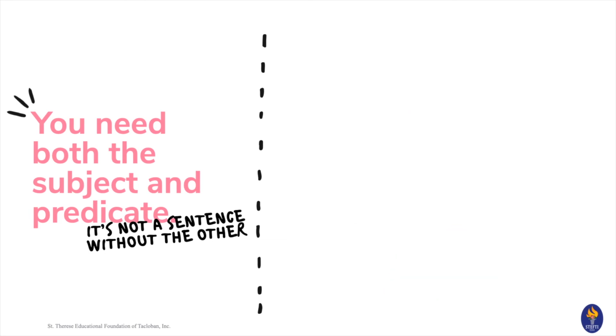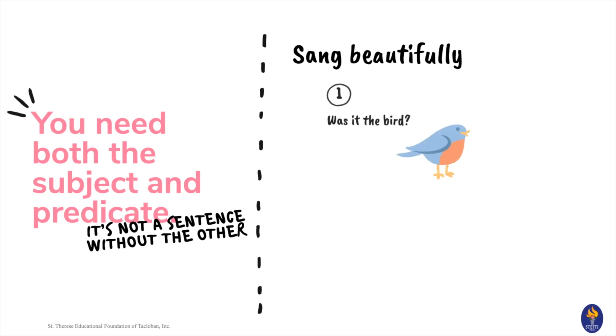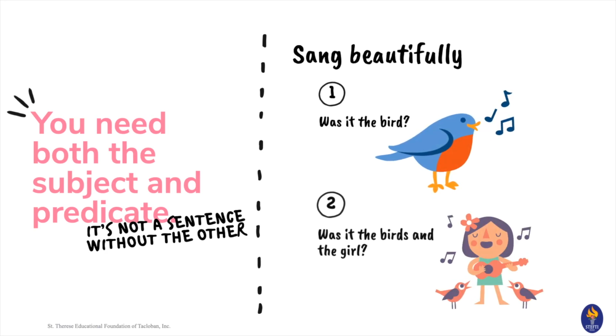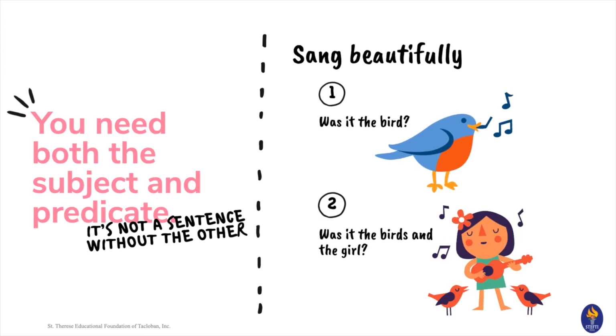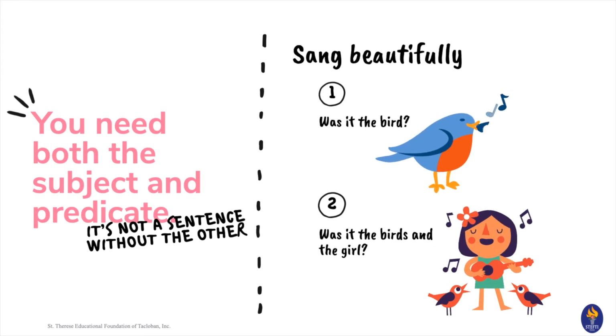Similarly, if you only have the predicate, sang beautifully, we would have no idea who sang beautifully. Was it the bird? Or was it the birds and the girl? In order to make a complete sentence, be sure to have both the subject and the predicate.